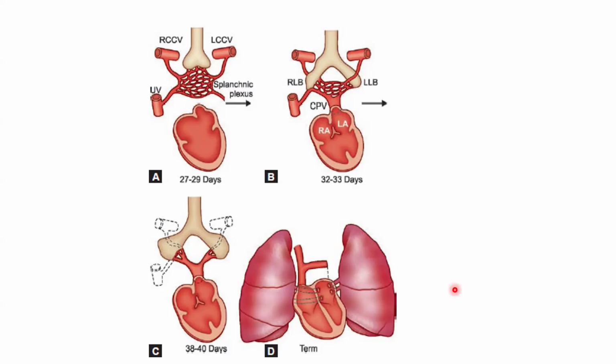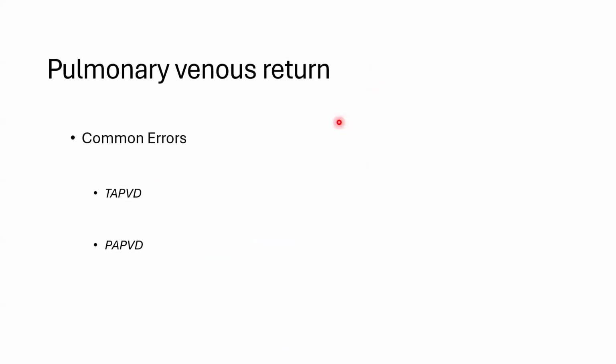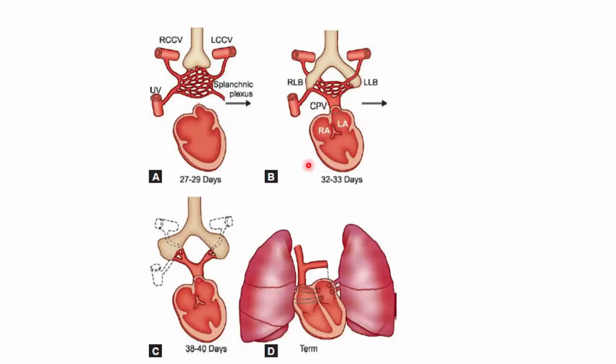The key clinical things are that they are formed simultaneously as the lungs are being formed and as the atrium is being septated, just to ensure that there's proper pulmonary venous return to the left atrium. So obviously, if this process does not occur properly, then we end up with variant forms of total anomalous pulmonary venous drainage or partial anomalous pulmonary venous drainage. And I'll explain how that can occur.